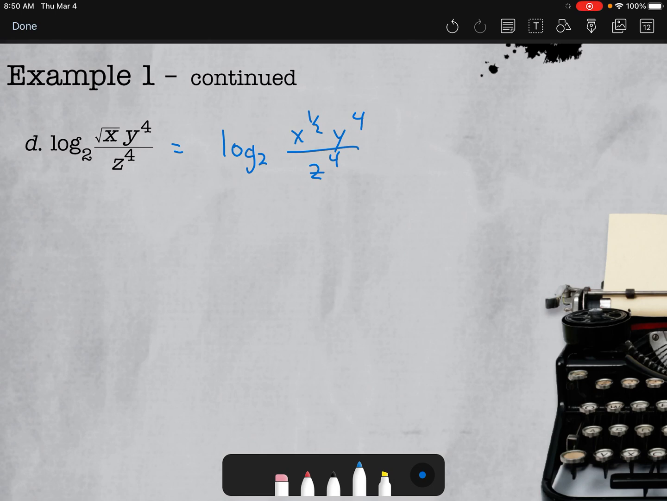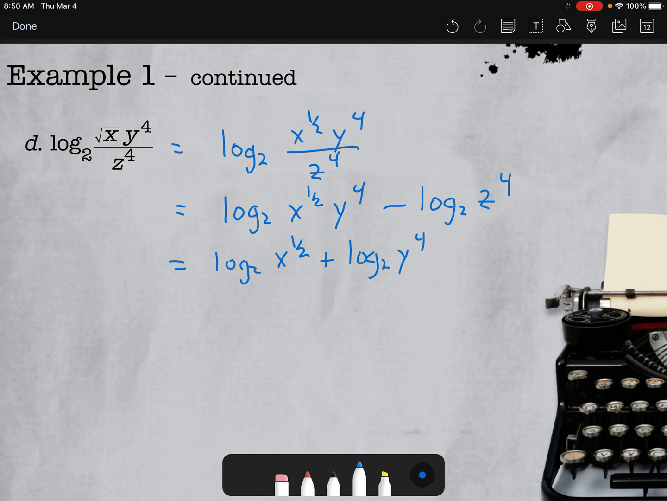Well, you want to do the division split first. So we're going to take log base 2 of x to the half times y to the fourth minus log base 2 of z to the fourth. Okay, so we got our subtraction. We got our division. Now I see a product. Okay, log base 2 of x to the half plus log base 2 of y to the fourth minus log base 2 of z to the fourth.